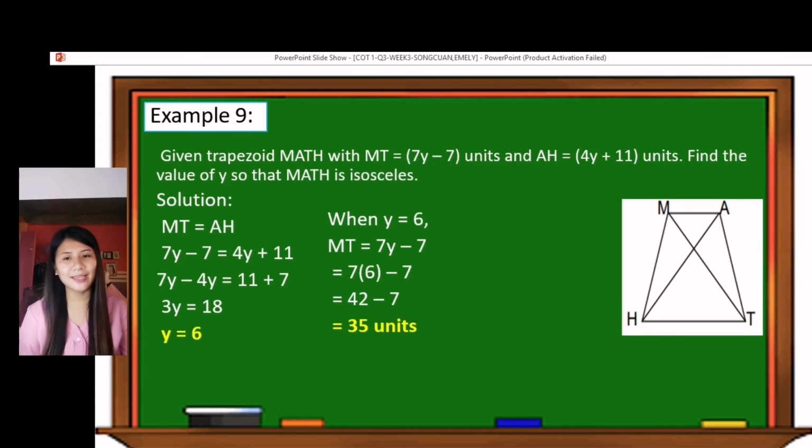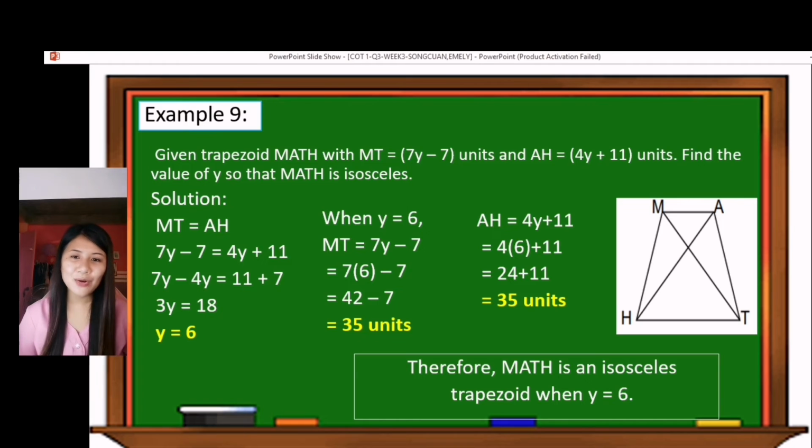So, when y is equal to 6, let us substitute using the equation of diagonal MT. So, MT is equal to 7y minus 7. Let us substitute the value of y, which is 6. So, 7 times 6, that is 42, minus 7, okay, that is 35. So, the diagonal MT is equal to 35 units.